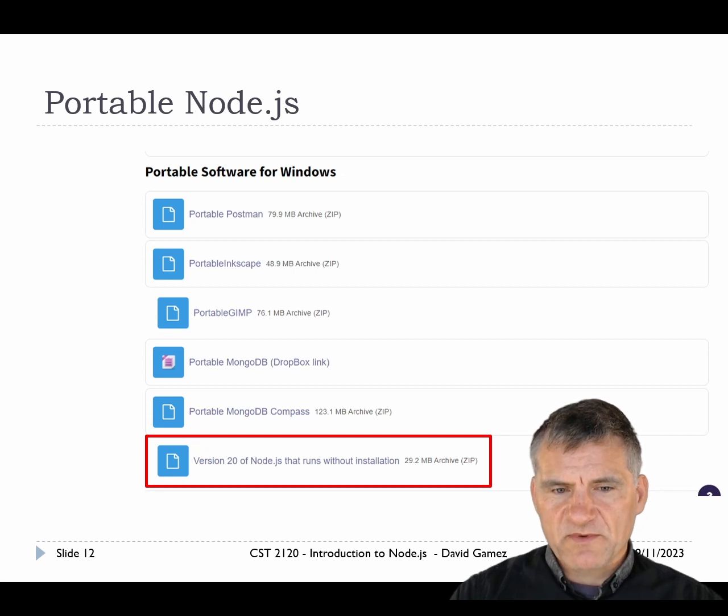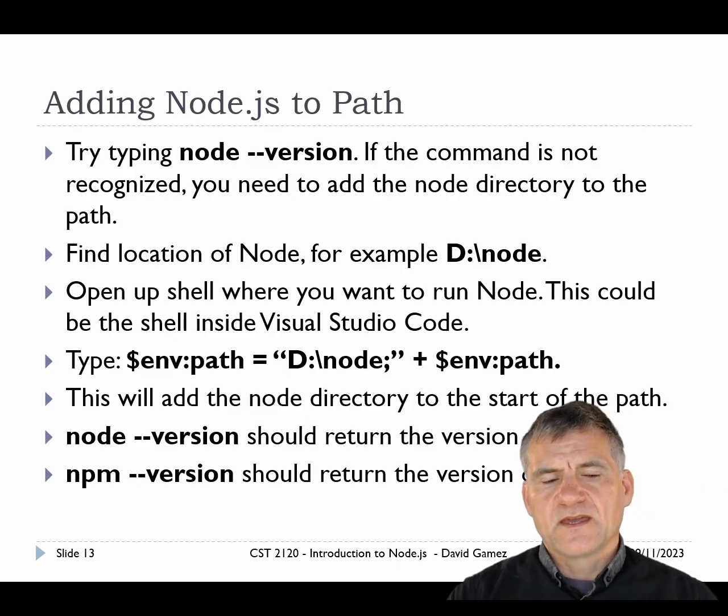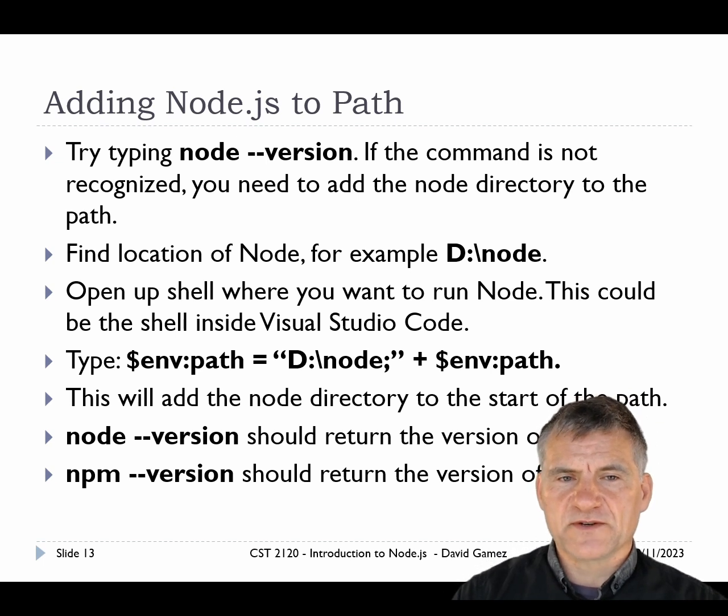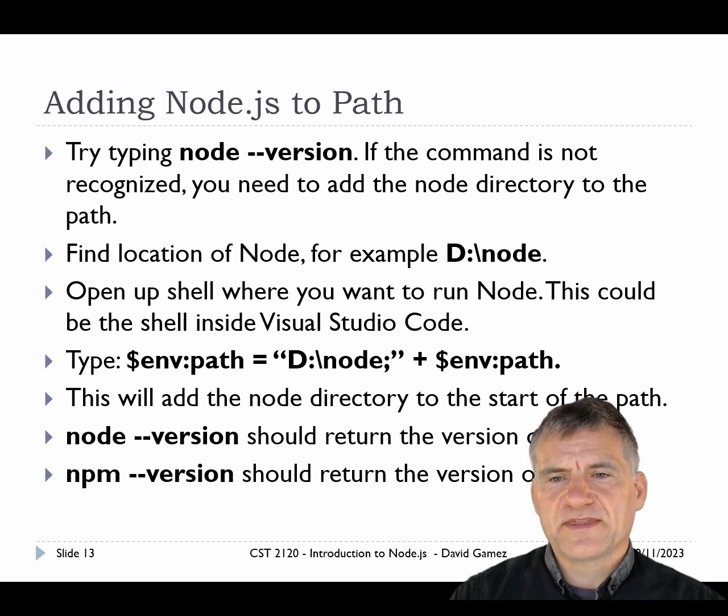So if you want to use the portable version, look in the portable software for Windows section of the course website; there's a link to it there. You can just download it. And then the first thing to do is test, right? See if there's a version of Node already installed, type node --version. If that command's not recognized, then you need to add the Node directory where Node exists to the path.